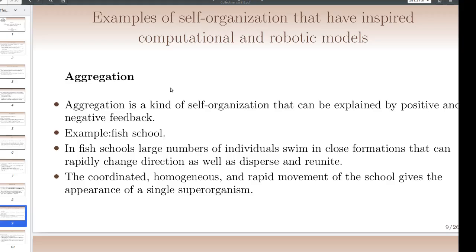It can be explained by positive and negative feedback, and we can understand the collective aggregation behavior using an example of fish school. In fish schools, we can see a large number of individual fishes. They swim in close formation that can rapidly change their direction, and they can disperse and reunite. This kind of coordinated, homogeneous and rapid movement of the school gives the appearance, the illusion, of a single superorganism.